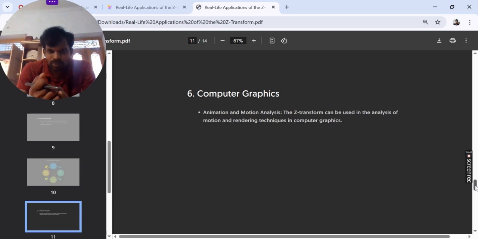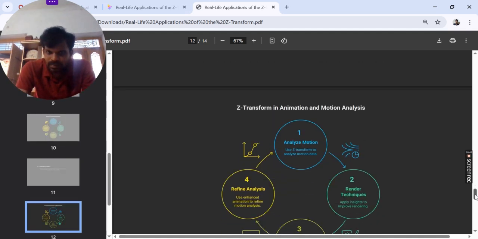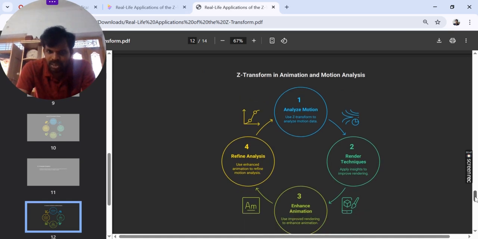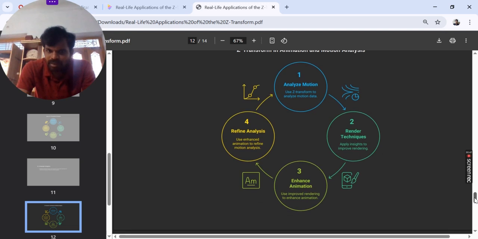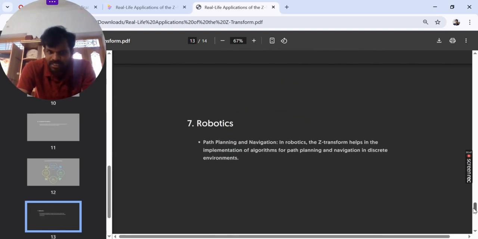This Z transform is not only for electronics students. The Z transform is applicable for all. So the Z transform in animation and motion analysis is used to analyze motion and rendering techniques, enhance animation and refine analysis. So we are going to use the Z transform. I will send this presentation to you.